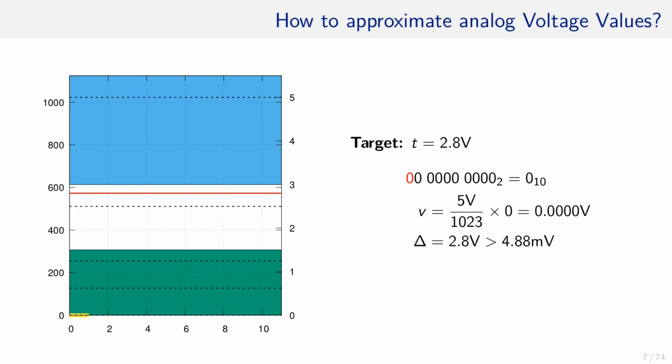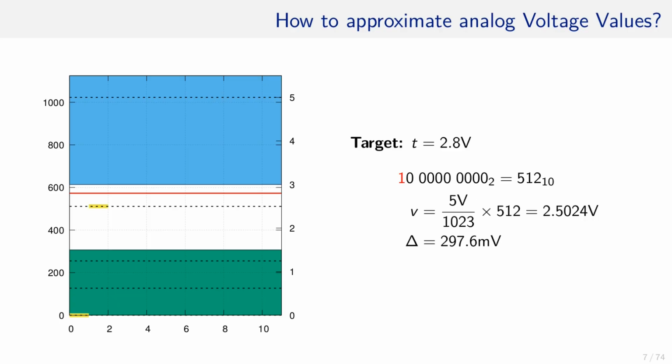First, we consider the most significant bit. The integer 0 represents 0 volt. Since 2.8 volt is a lot higher than 0 volt, we set this most significant bit to 1 and have a look again. Now, the integer 512 represents almost exactly half between 0 and 5 volt. It is 2.5024 volt, which is still lesser than 2.8 volt.